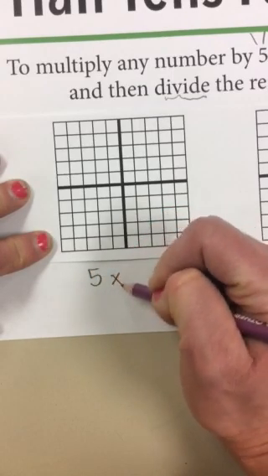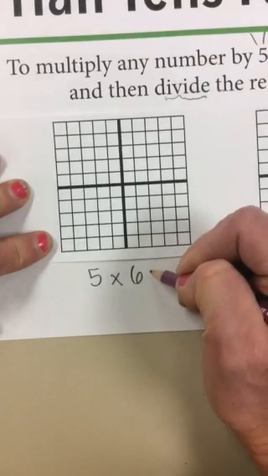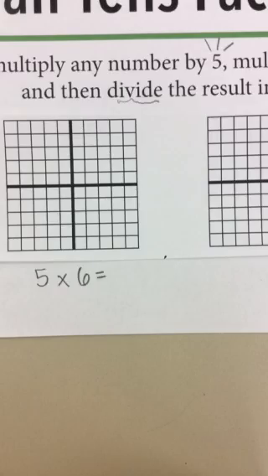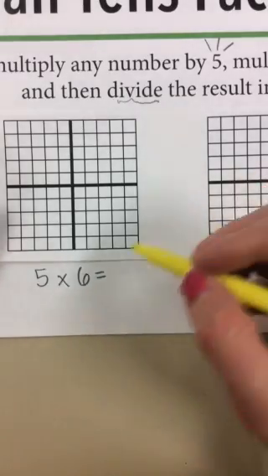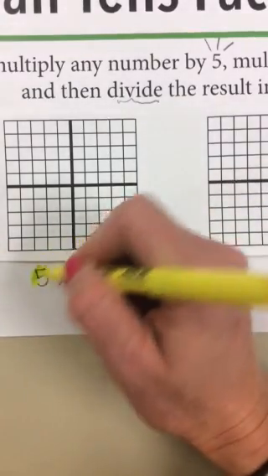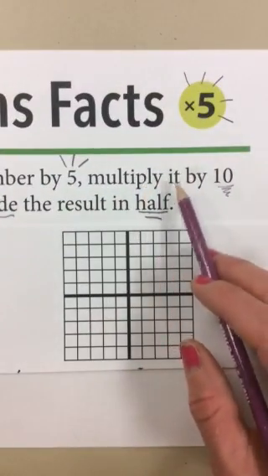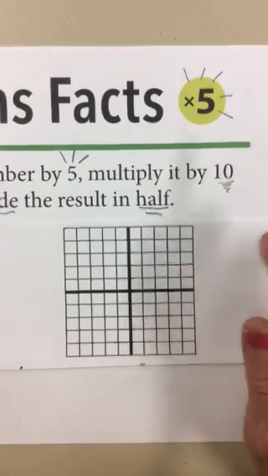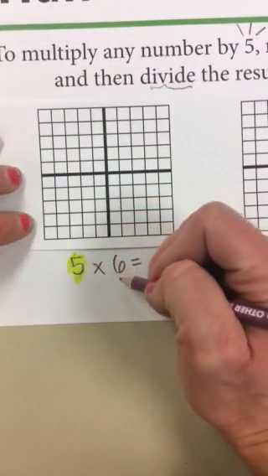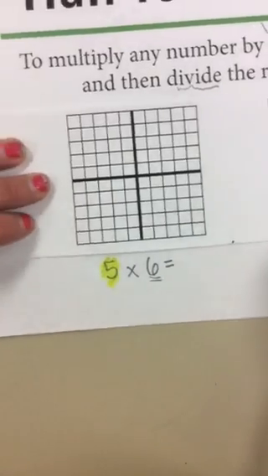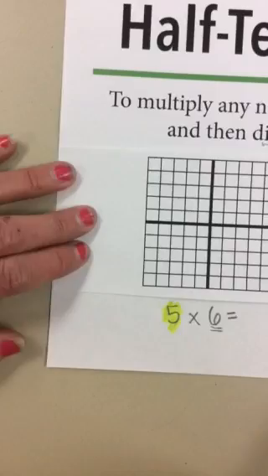5 times 6. We're going to try and figure out this product using this strategy. Okay, what factor are we looking for? 5. Awesome. So what do we gotta do? Well, it says multiply it by 10. Oh, so let's look at it. There it is. We're going to take that 6. And what are we going to do with that 6?